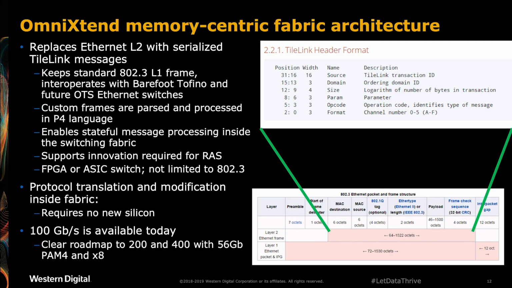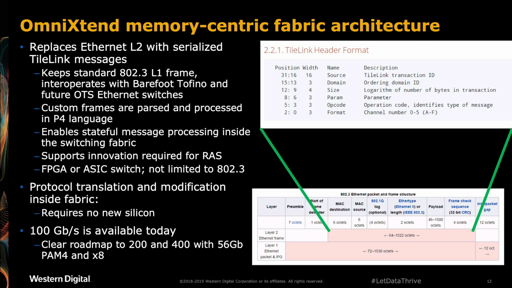OmniExtend memory-centric fabric architecture replaces Ethernet level 2 with serialized TileLink messages. It keeps the standard 802.3 level 1 frame. And it interoperates with the Barefoot Tofino switch and also future off-the-shelf Ethernet switches. Custom frames are parsed and processed in the P4 language. The Barefoot Tofino switch is programmable. And it enables stateful message processing inside the switching fabric.